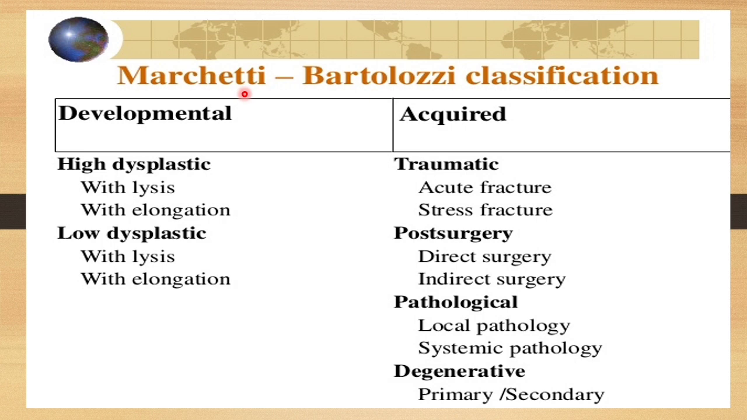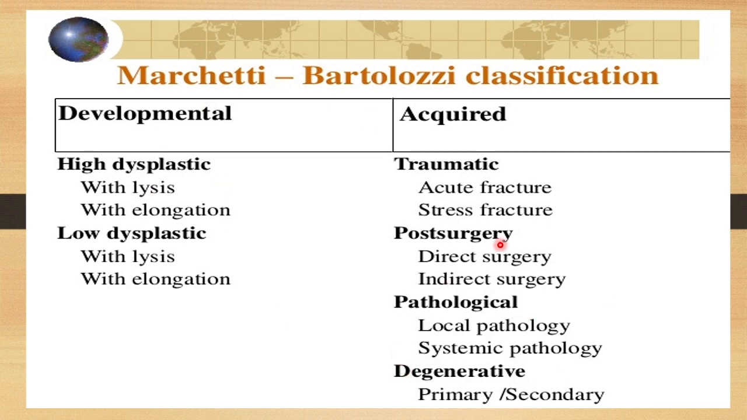So the next classification is the Marchetti and Bartolozzi classification, based on the etiology. It has been classified into two types, developmental type and acquired type. The developmental type is again classified into high dysplastic and low dysplastic. High dysplastic with lysis or high dysplastic with elongation are the subtypes, and low dysplastic with lysis and low dysplastic with elongation are the subtypes.